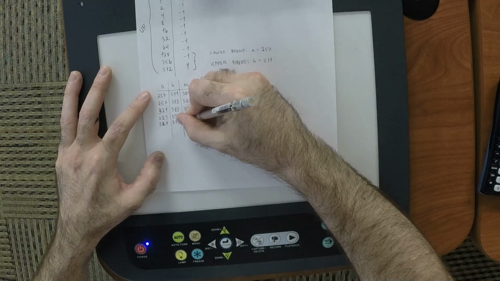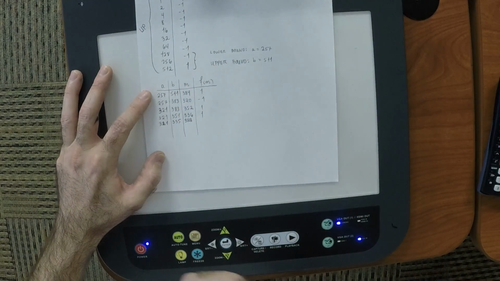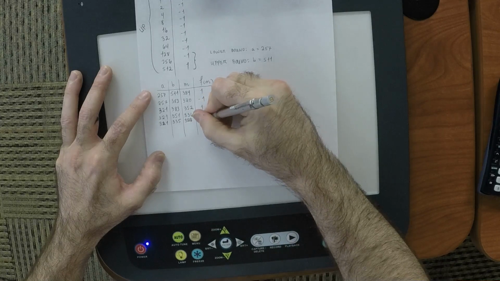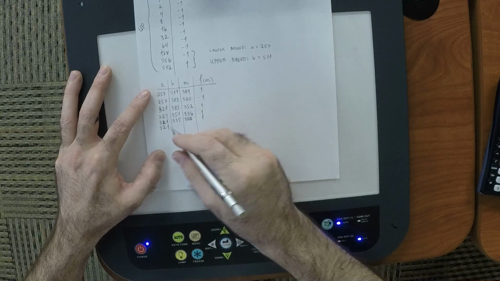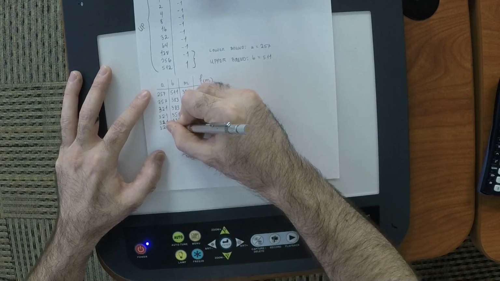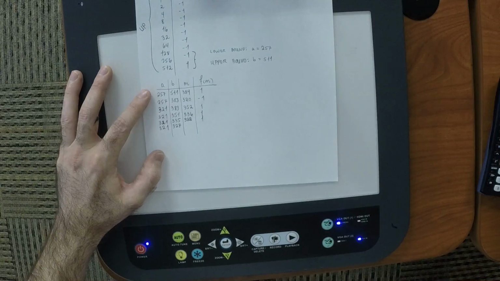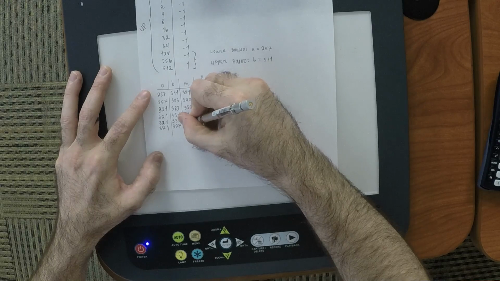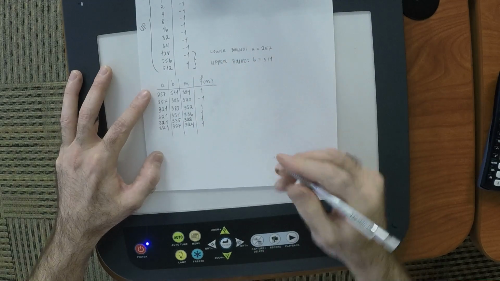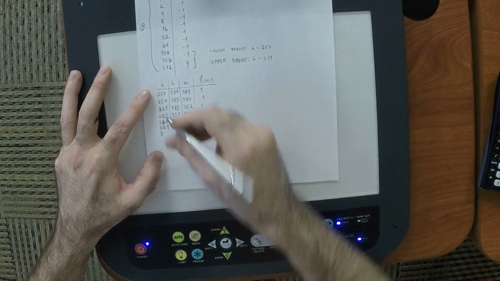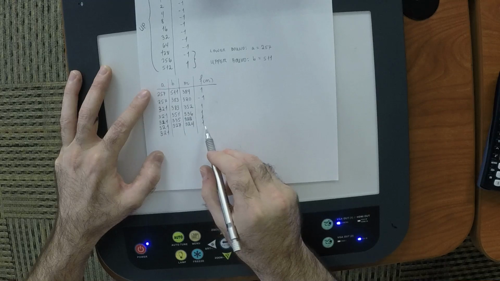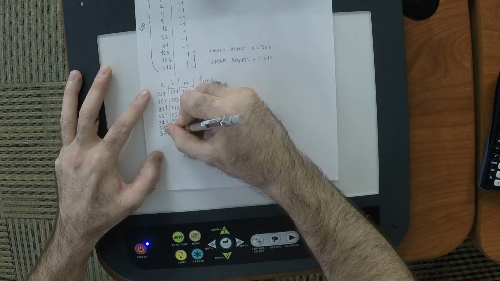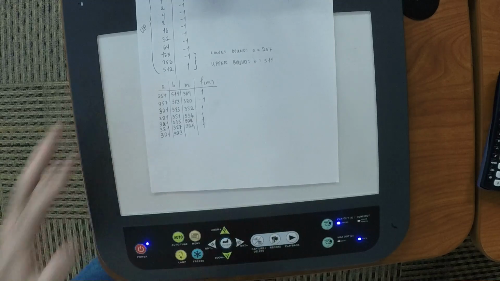Okay, so my guess is 328. Too high? All right. So 321, 327. My guess is 324. Too high. All right. So 321. What am I looking for? 323. Okay, so how many choices are there now?